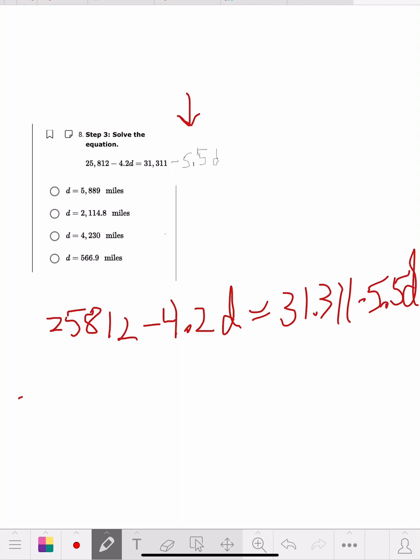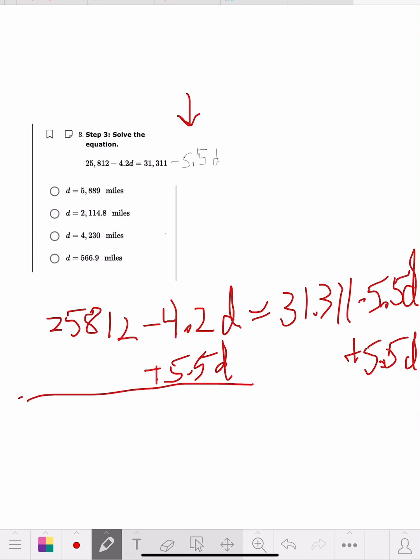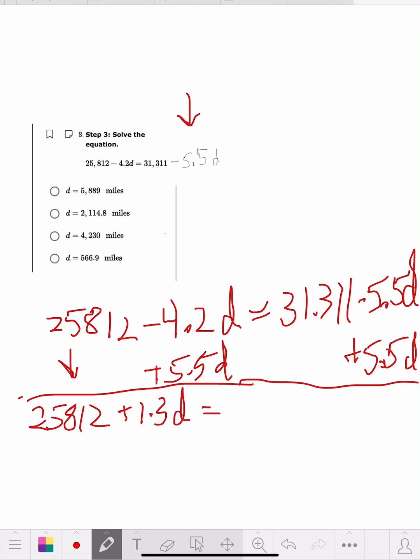So we've got all that. Now what we've got to do is combine like terms. Let's get the 5.5D over to the left-hand side. So I'm going to add 5.5D to both sides. What you do to one side, you have to do to the other side. So I add 5.5D to this side. Let's draw the lines across. This carries down 25,812. Now 5.5 and 4.2, it's 1.3, and it's positive because it's bigger. Equals. Now this carries down 31,311. These two cross out, a positive 5.5D and a negative 5.5D makes 0.